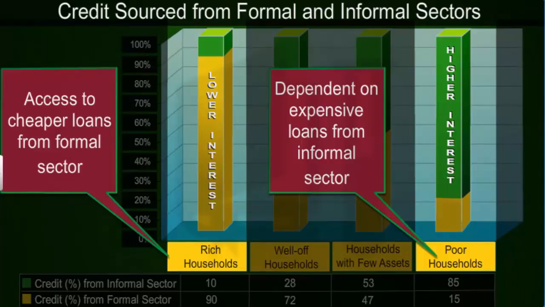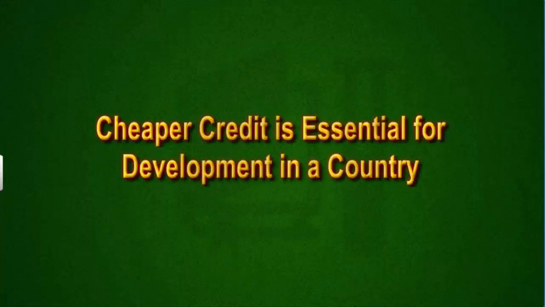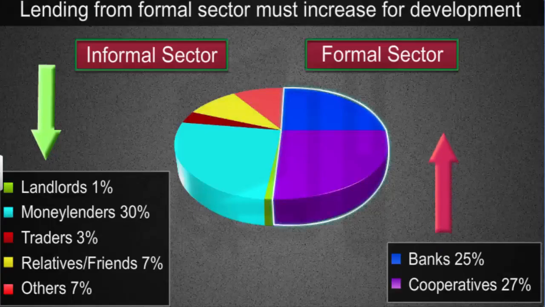Cheaper credit is essential for development in a country. Since the formal sector offers more affordable credit, it must increase its lending to more and more people, especially in rural areas.